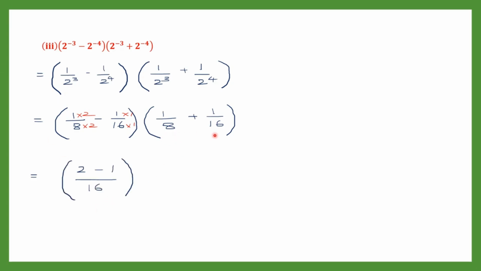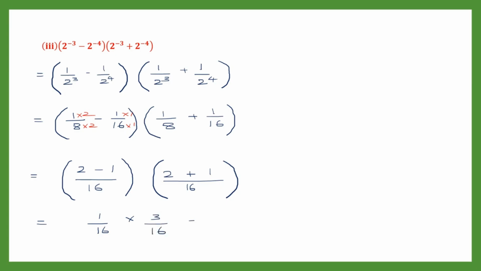And now here let's do the same thing here. Here also the LCM is going to be 16. 8 2s are 16, so 1 2s are 2, plus 16 1s are 16, 1 1s are 1. So here we have 2 plus 1 by 16. 2 minus 1 is 1. So this is 1 by 16 into, now this is 2 plus 1 is 3, 3 by 16.